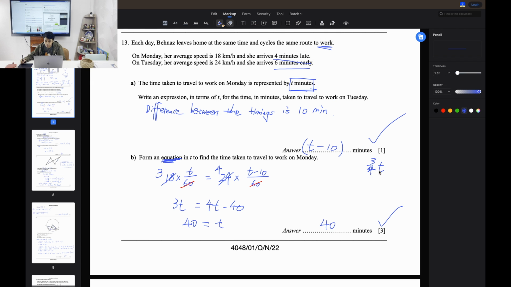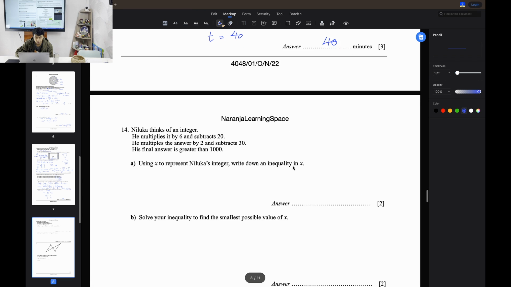Okay, let me write it properly. 3/4 t. So the answer should be these two. They should accept both answers. But of course, this is a 1 mark question. This is the simplest. This one requires conversion. Okay, units conversion. 14.